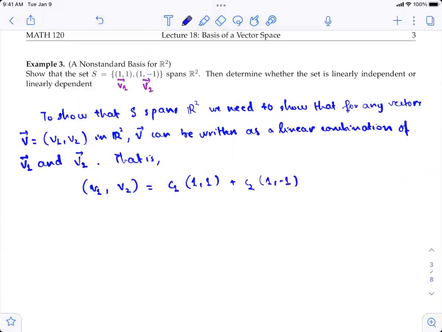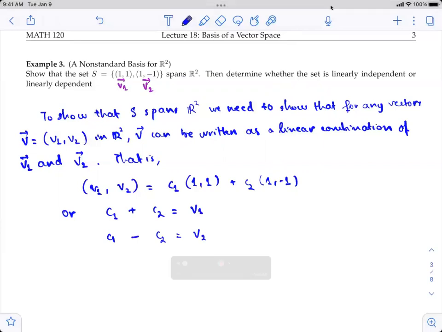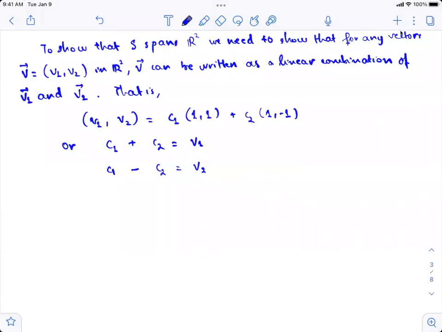And from here, similar to the last two examples, you can write the system of linear equations. That is, C1 plus C2 equal to V1 and C1 minus C2 equal to V2. From the system of linear equations, we want to show whether the system has a unique solution or not. Because if the system has a unique solution, then the vector V can be written as a linear combination of the two vectors V1 and V2.